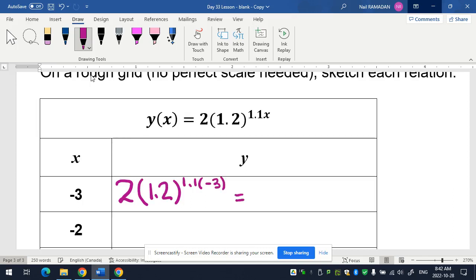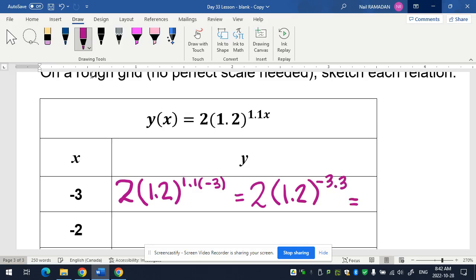Okay, equals. What's the first thing we do here? You have a lot of things that you could operate. What is the first thing that needs to be done? Exponent, because BEDMAS says exponents have to happen first. So this is equal to 2, 1.2 to the power of... what's 1.1 times negative 3? Negative 3.3.